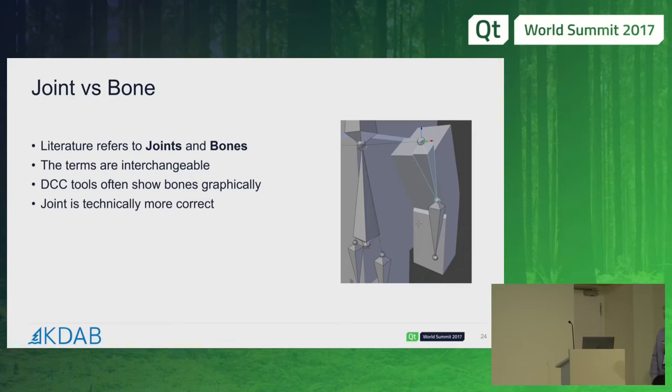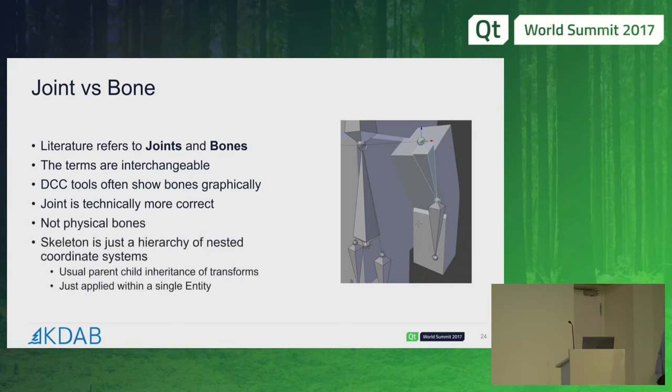Now a joint, or a bone, is not a physical bone like we have in the human body. It is actually just a set of nested coordinate systems. So you could visualize these as just a set of axes at each of the joint positions. And just like with our usual parent-child transforms, the joints also inherit the transforms of their parents.